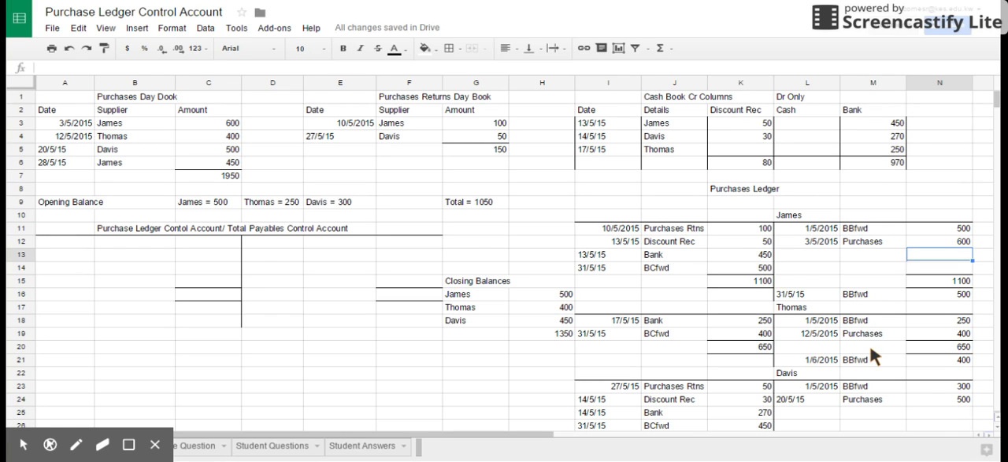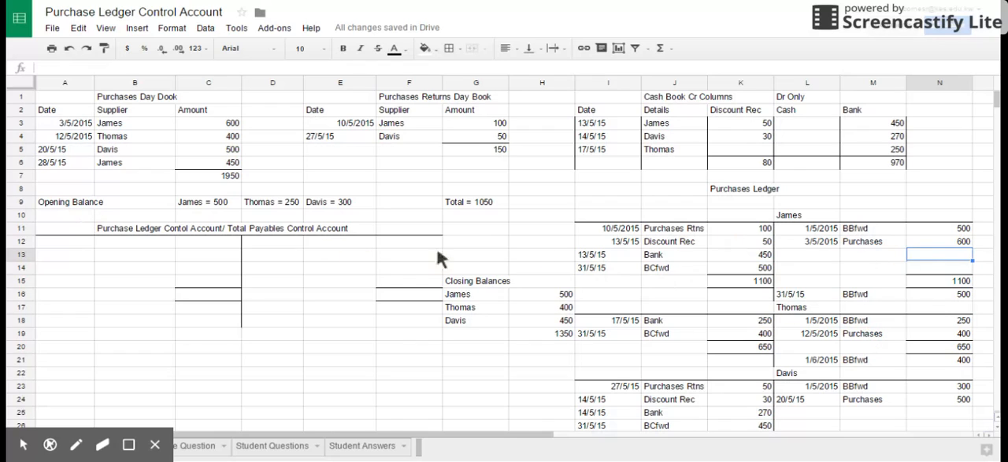Hi ladies and gents, what we're moving on to today is called the purchase ledger control account, or the total payables control account, or sometimes a payables control account. It's basically like a sales ledger control account, but what we're going to be doing is looking at the purchase ledger and all the entries in there.